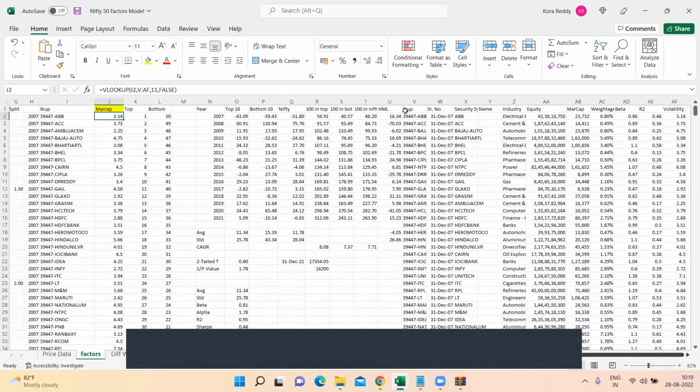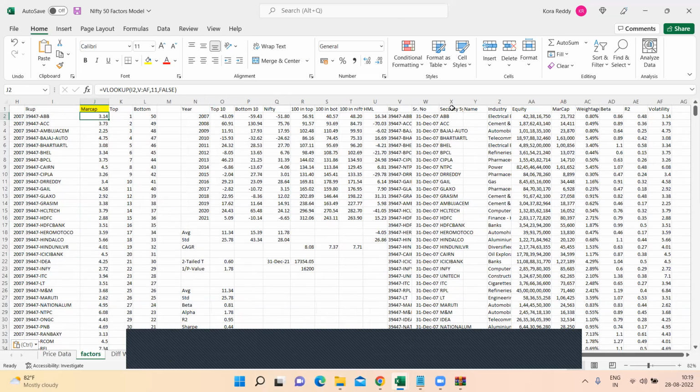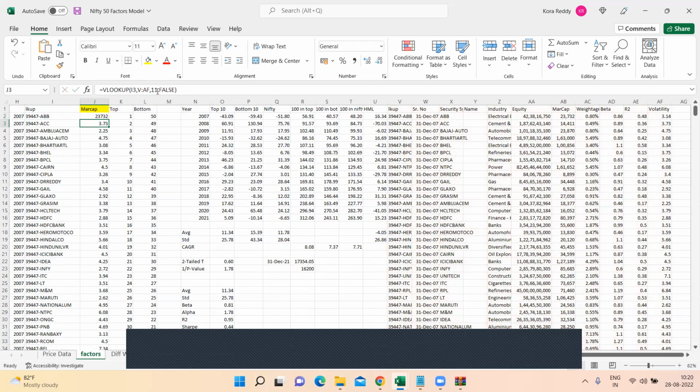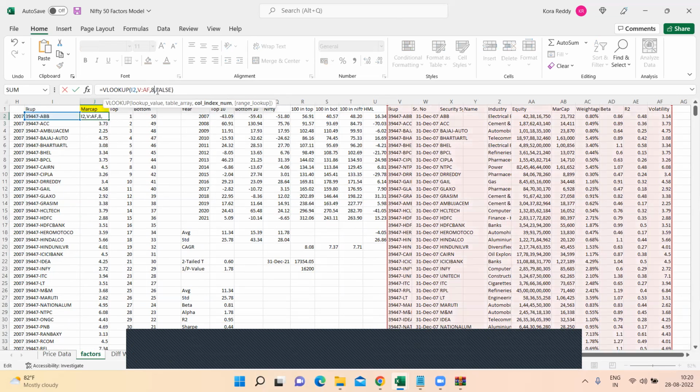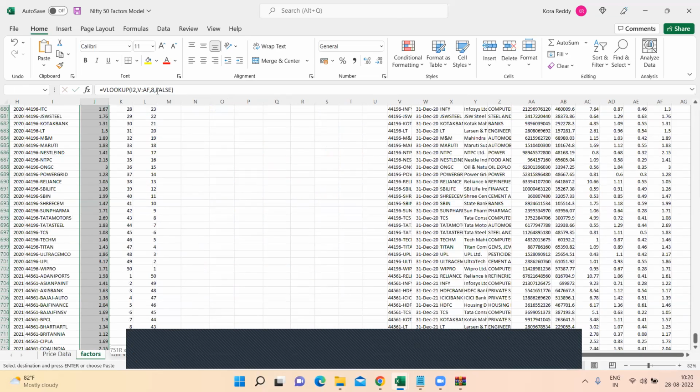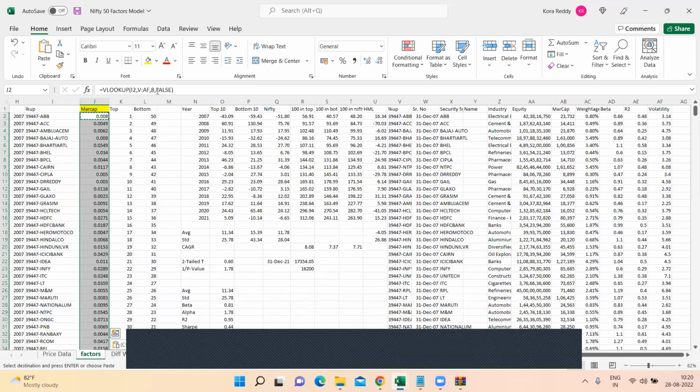So where is market cap? 1, 2, 3, 4, 5, 6, 7. So this is 7th place. Or actually weight is 8. Both of them are same. Free float market cap and the corresponding weight in Nifty. So we'll drag it across the board. So we have all the market cap for each year end for each stock which was there in Nifty 50 at that time.